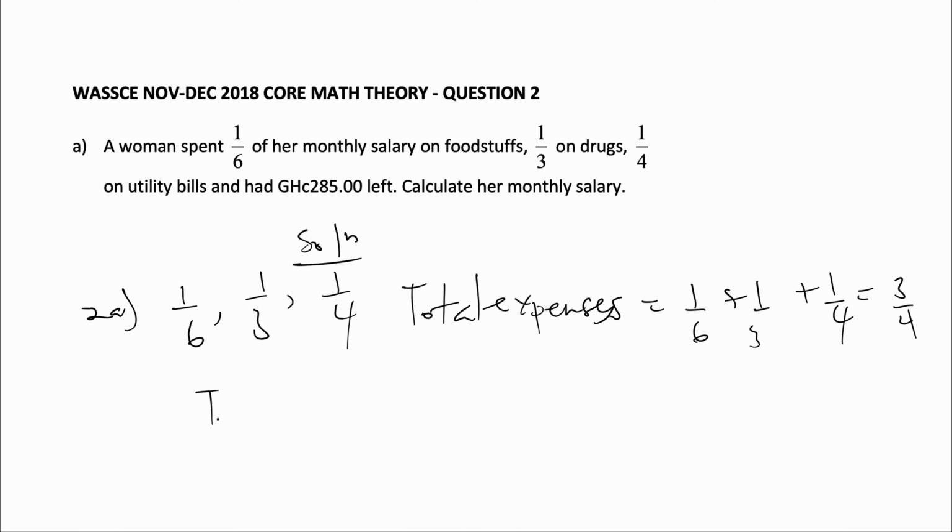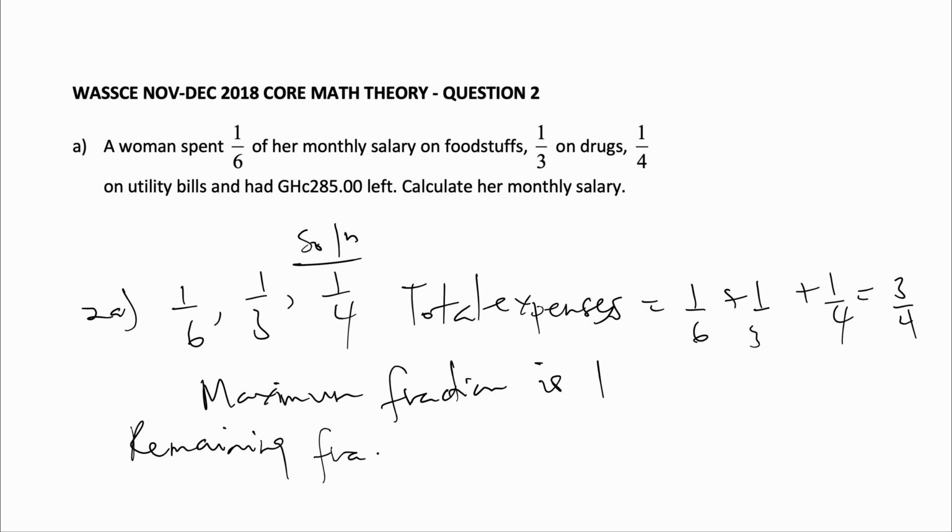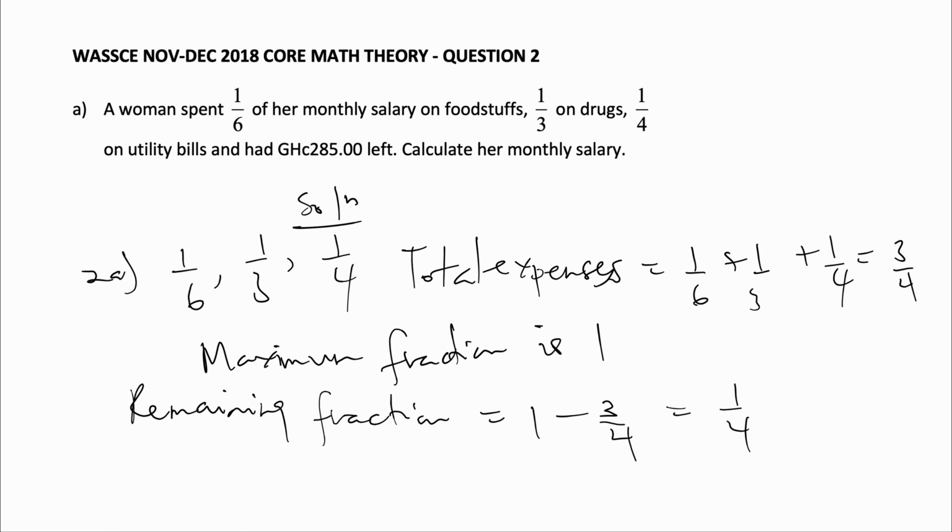So we also know that the total, or let's say maximum fraction, is 1. So if the maximum fraction is 1, let's subtract the total expenses from the maximum fraction, and that will be our remaining fraction. So the remaining fraction will be equal to 1 minus her total expenses, which is 3/4. And this should give us 1/4.